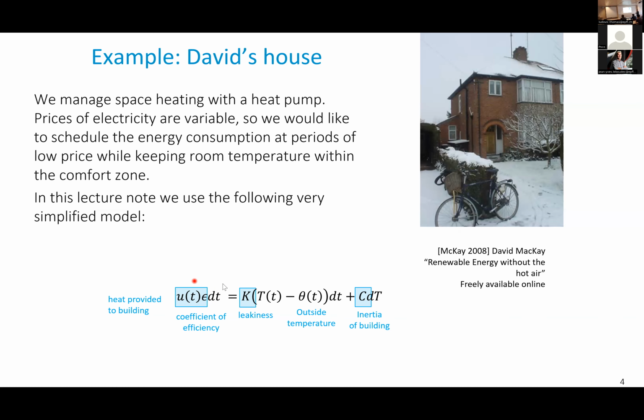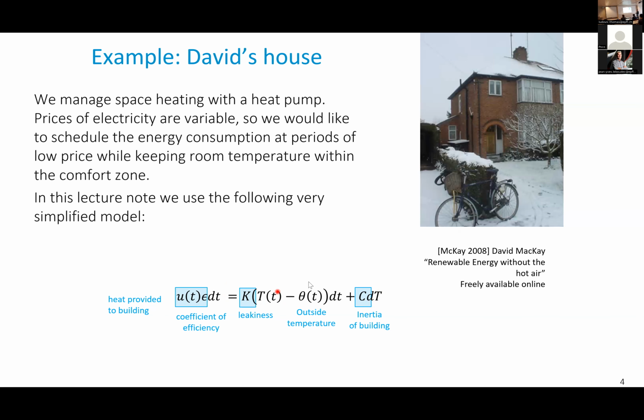So this is how much heat we put into the house during an interval of time dt. So U of t is the energy that we imported. That's the one we will pay for, multiplied by the coefficient of efficiency. Now what happens to the energy we put into the house? Some of it, hopefully most of it, is used to heat the house. So capital T is the temperature of the house at time little t.